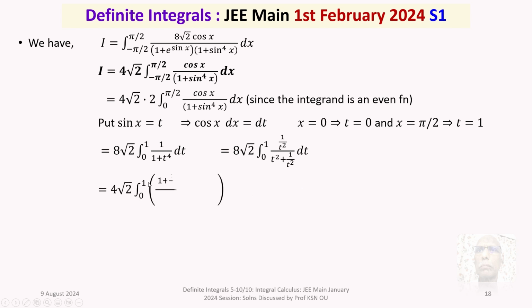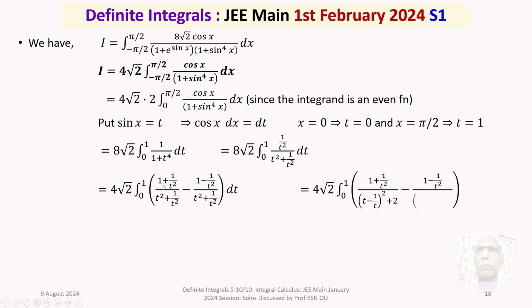This we have written as 2 by t square, and this is the 4 root 2 we made. That 2 by t square we have written as 1 plus 1 by t square minus of 1 minus 1 by t square. That will be 2 by t square, separated. Then in the denominator, for t square plus 1 by t square, we have written t minus 1 by t whole square plus 2. That is the adjustment we have made.